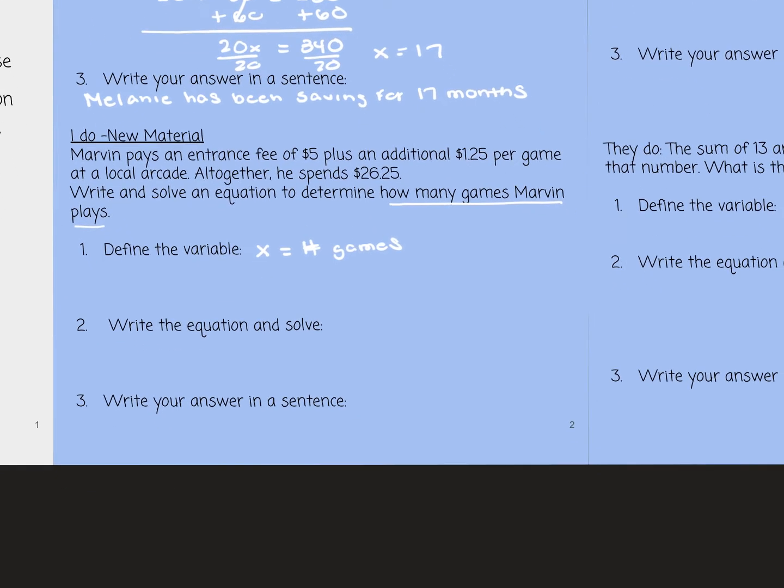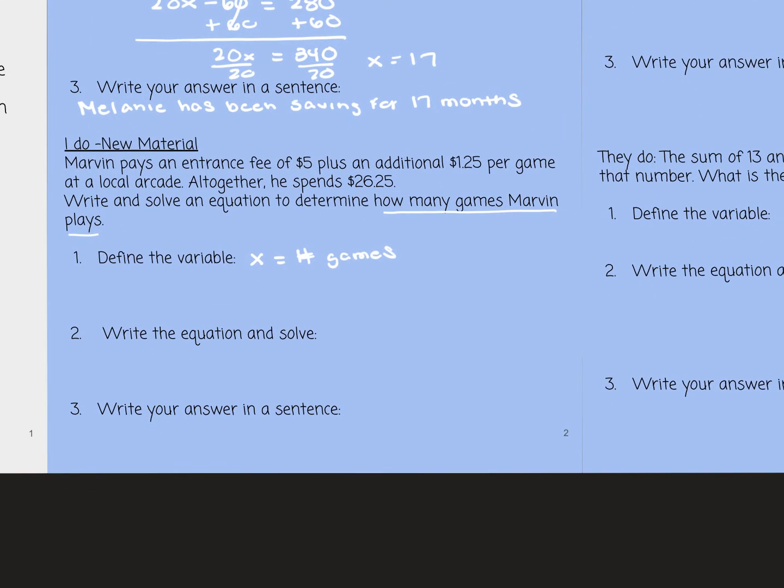All right, now we're going to write our equation. All right, so key information that we have here is it's an entry fee of $5 plus $1.25 per game. So that per game lets me know that my 1.25 is going to be multiplied by x. So I have 1.25x plus that one-time fee of 5, and that's going to be equal to 26.25. I'm going to write my equation up here so that I can solve it. So just rewriting.